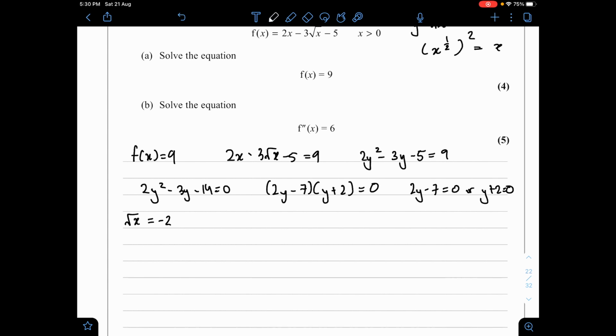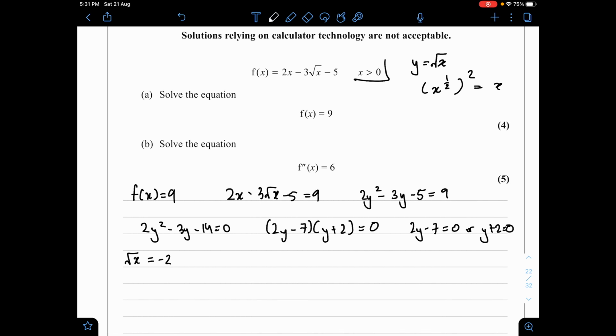So root x equals minus 2. We can't have the root of a number give us a negative number, right? A root of a number only gives us a positive number. So in this case, what happens then? Because we want x greater than 0, if we square it, that's minus 4. The square root of 4 is plus or minus 2, but we still can't get x because we can't get minus 2 here, so that's why we disregard it as a whole.